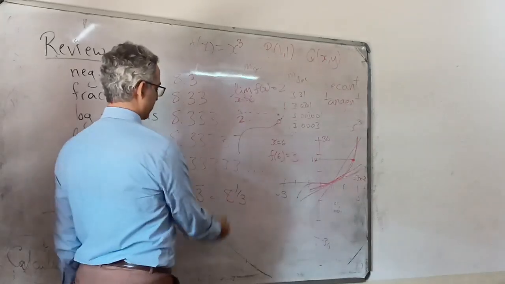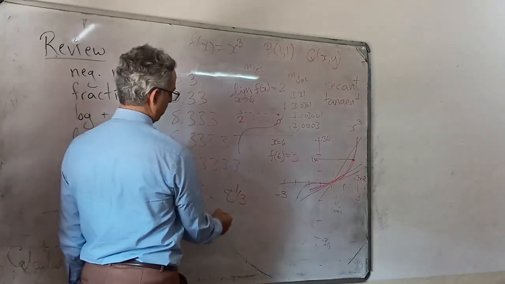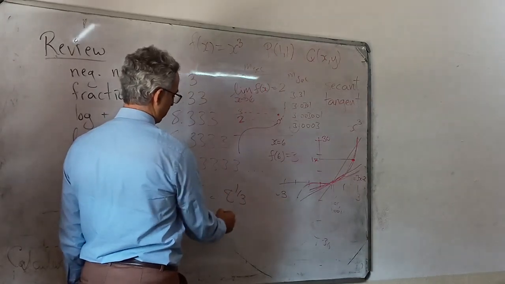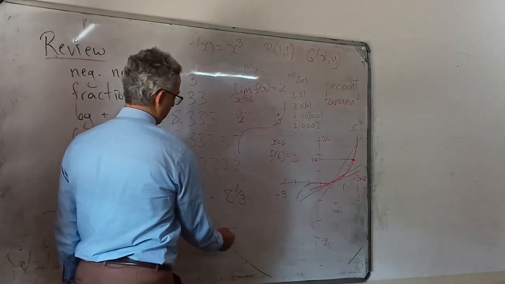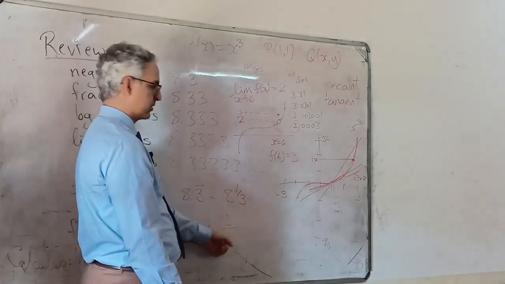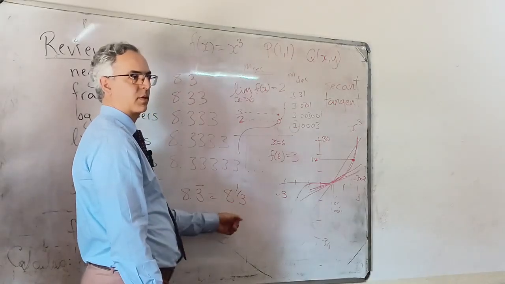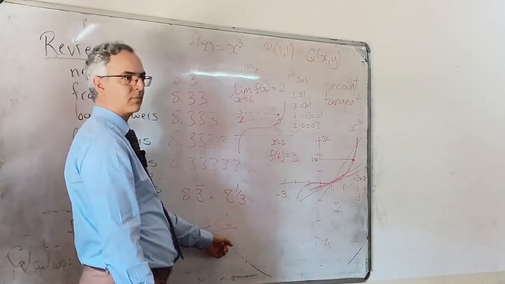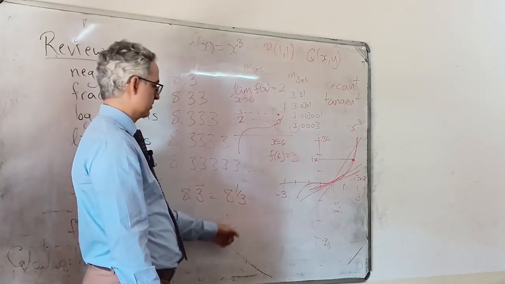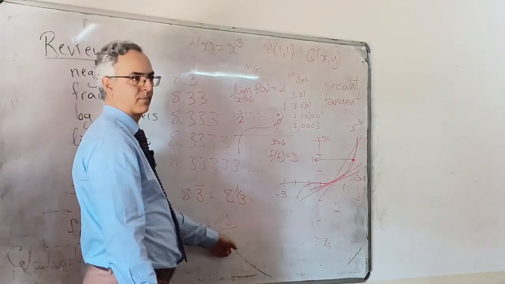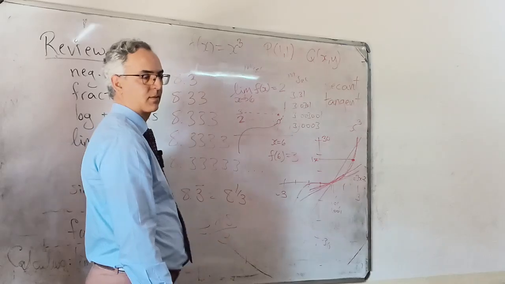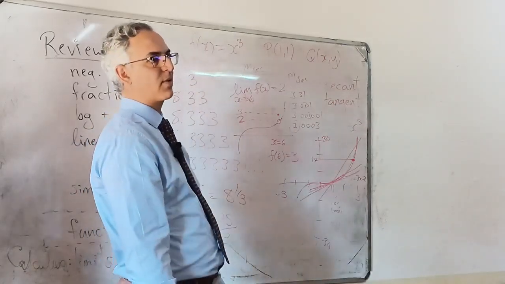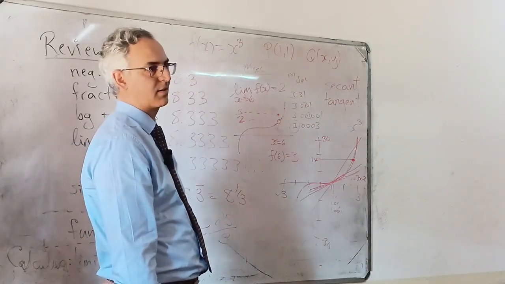So 8 and a third is 8 times 3 is 24, plus 1, 25 divided by 3. This is a ratio, 25 to 3. Every rational number can be written like this. An irrational number, like pi, cannot be written like this.